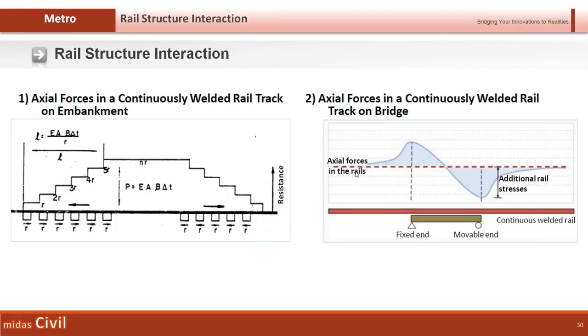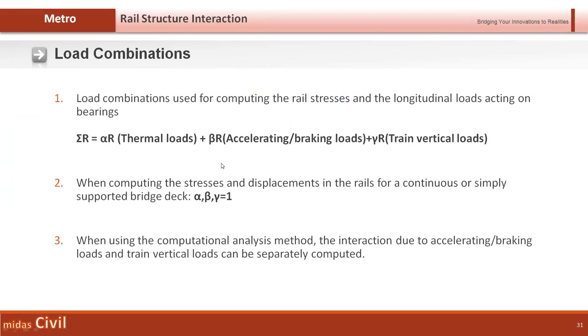So the continuous welded rail on the bridge is usually connected to the superstructure by the ballast, and thus the bridge and the track can interact due to loading. When thermal loading is applied, due to the expansion and contraction between the bridge and rail, there will be some axial stresses coming.